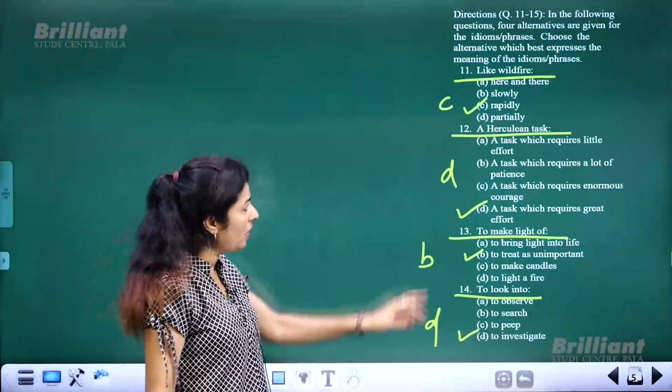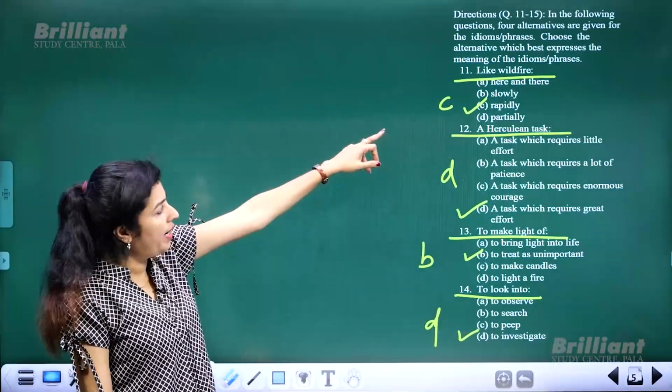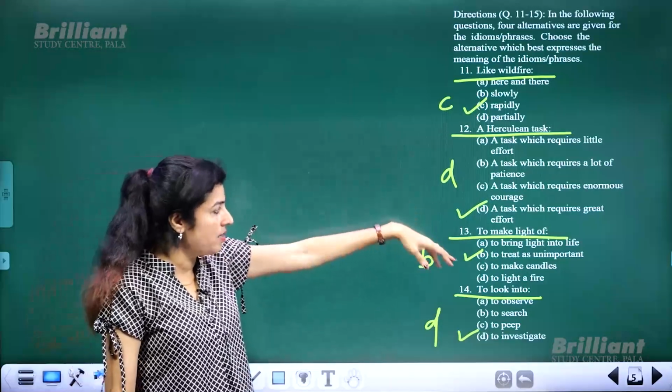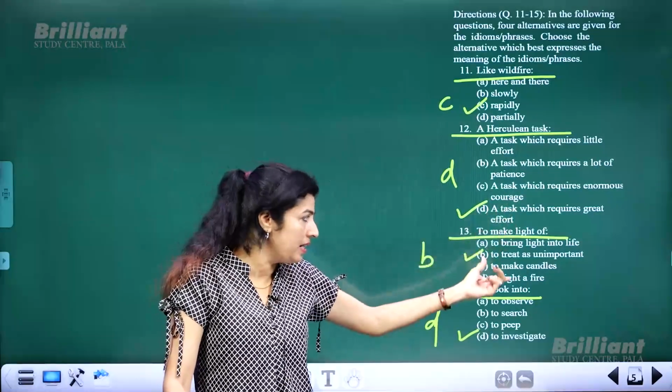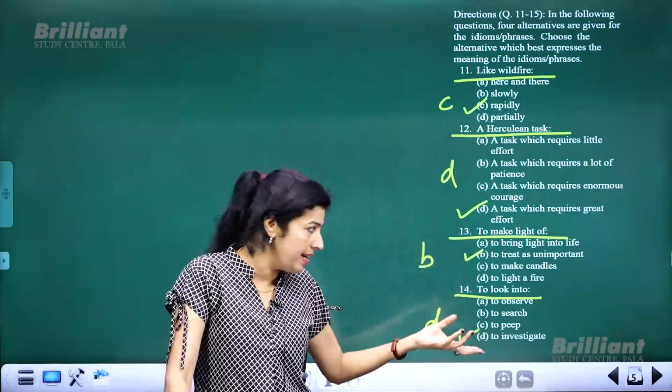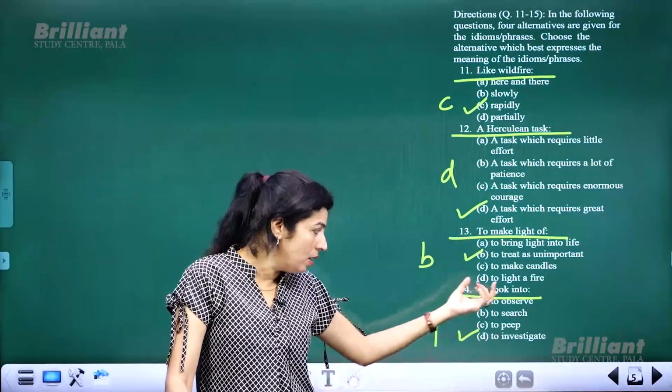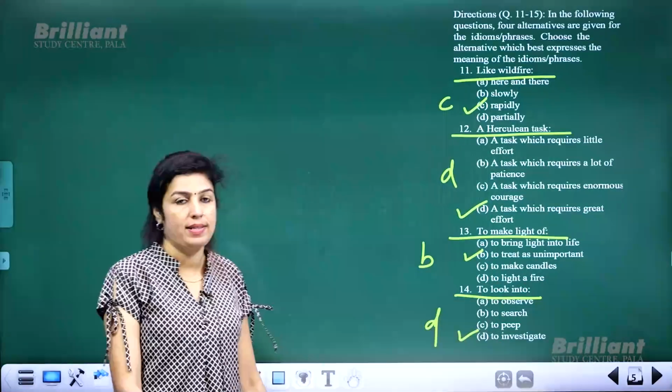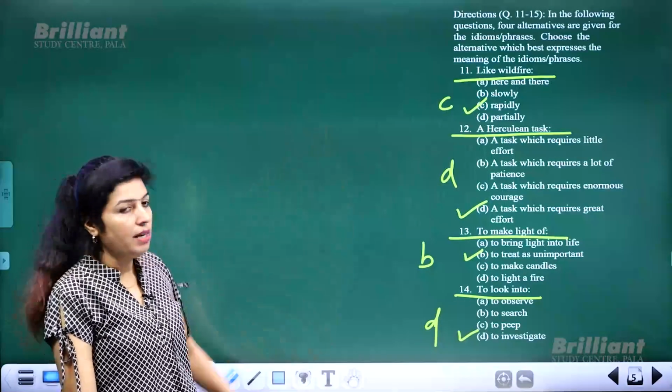Okay, so like wildfire, rapidly. Herculean task means a task which requires great effort or strength. Then to make light of means something which is treated as less important or not so important. Look into means to investigate. So C, D, B, D.